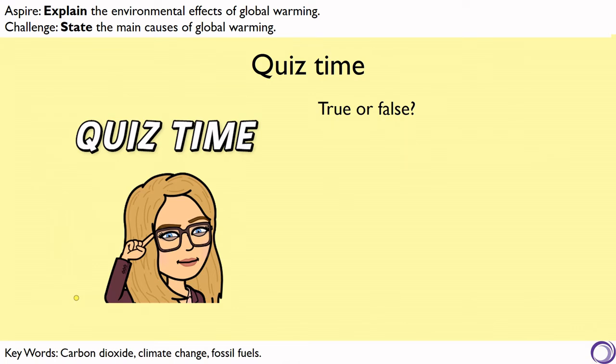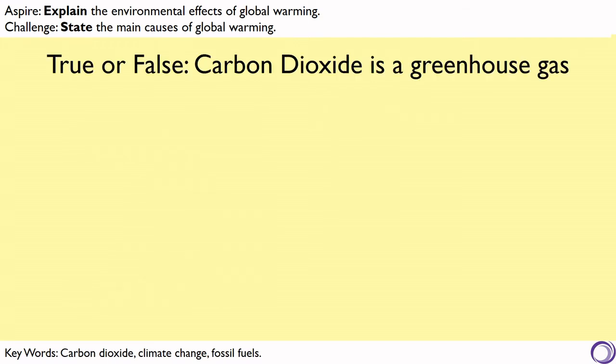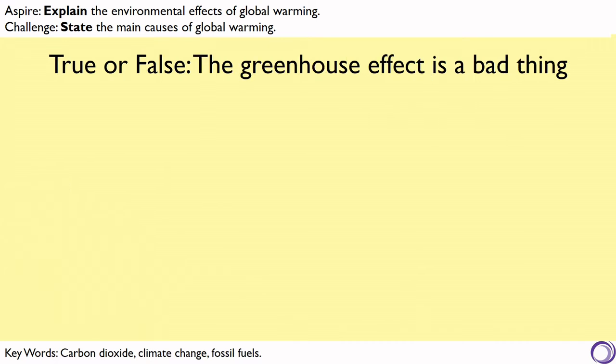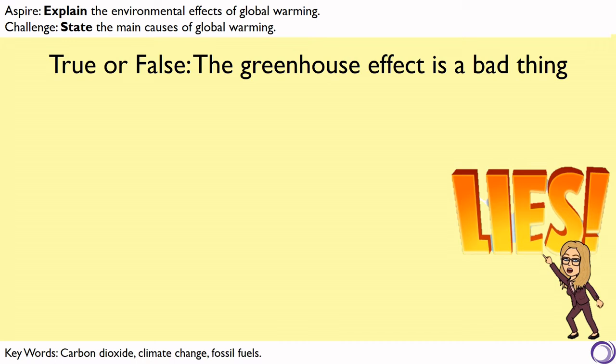Now, I'm going to do a little quiz to just review everything we've gone through so far. So, true or false? Carbon dioxide is a greenhouse gas. And the answer is true. True or false? The greenhouse effect is a bad thing. And the answer is false. The greenhouse effect is a good thing. It made our planet hospitable.